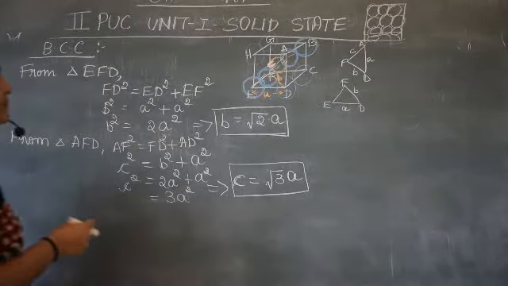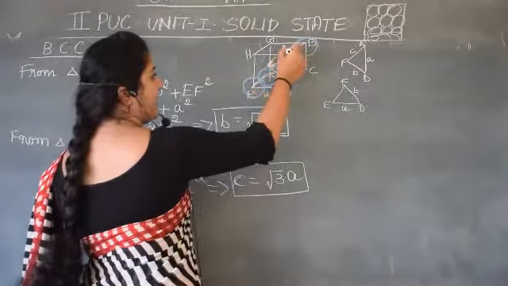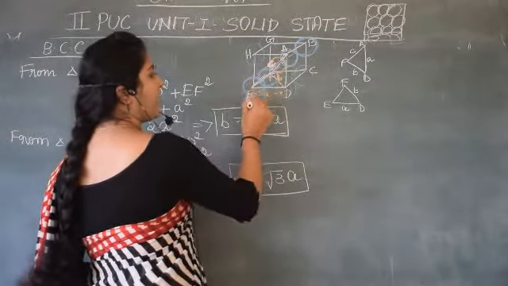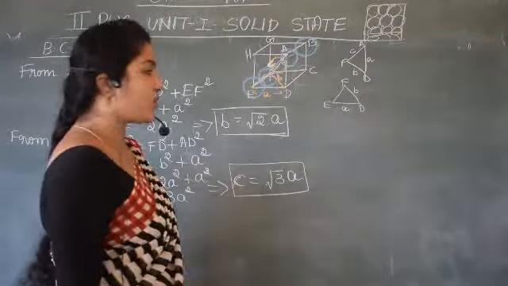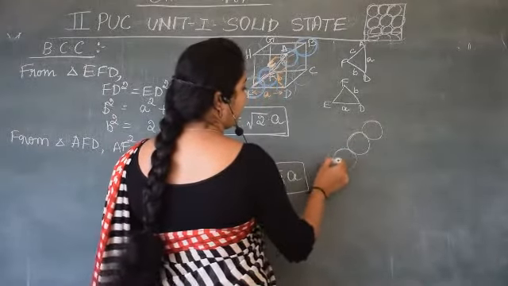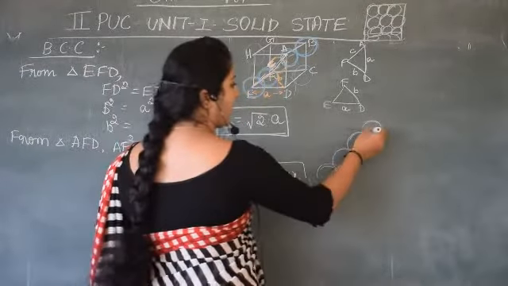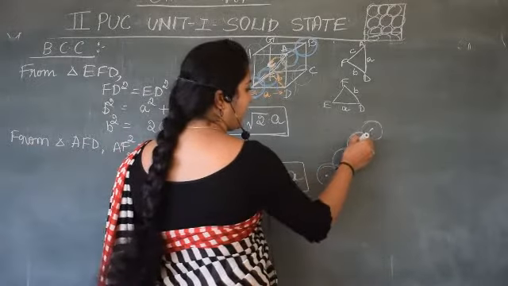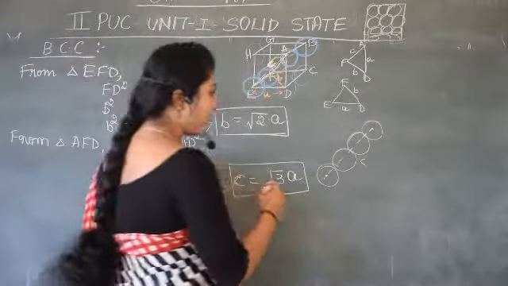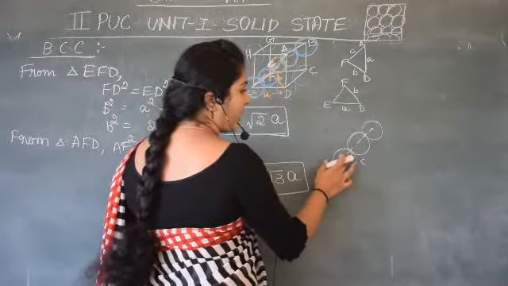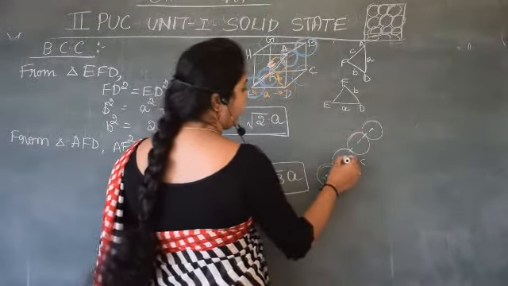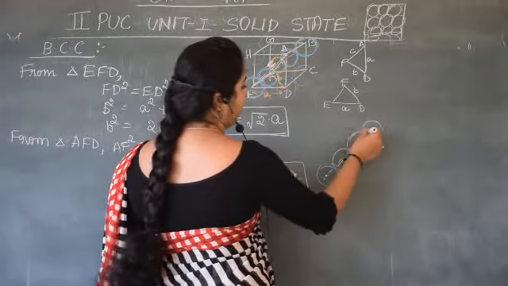Now next is, see what is C here? It is diagonally from this to this, isn't it? Because the four spheres are touching each other. It is this way. This is body centered. Four spheres are touching each other and we said from here diagonally we have taken it as C. So just imagine here how many R's are involved. How many R's here? 1, 2, 3 and 4.